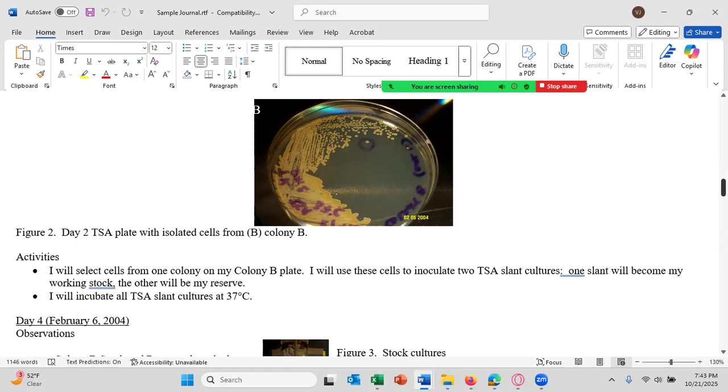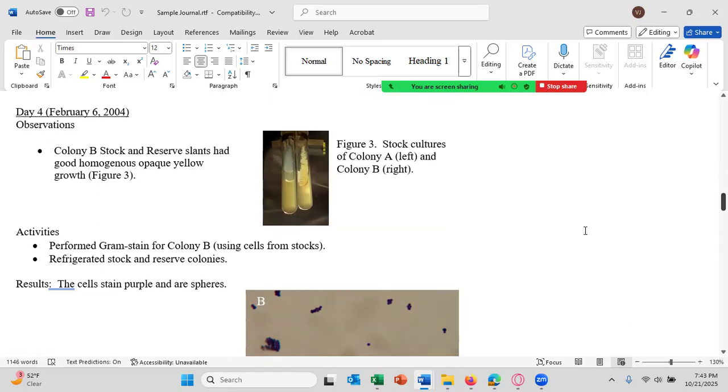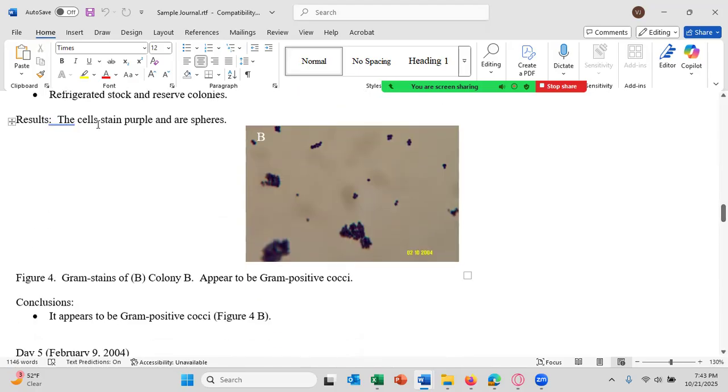meaning use those cells. So on day 4, he looked at the stock cultures to make sure they're growing and stated what they look like. So that's the observation. He then ran his first test on day 4, where he did the gram stain. And then he's got the results of the day, where the gram stain is purple cells and they're small spheres, like right there. So that's the result. And then the conclusion, it appears he has gram-positive cocci.